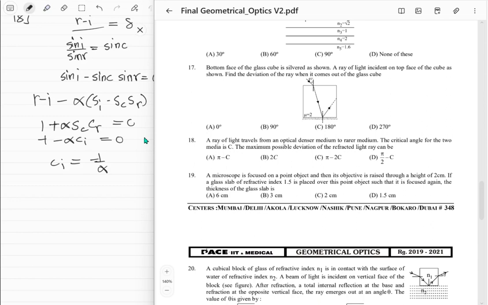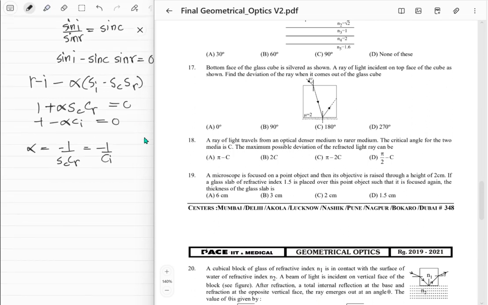This is just useless unless you actually have a good condition. So just eliminate alpha from here, right? So alpha is equal to 1 upon sine C cosine R, but it's also equal to 1 upon cosine I. So guess what? These must be the same. Hey, you get the idea, right? What must happen is sine C cosine R must be equal to cosine I.